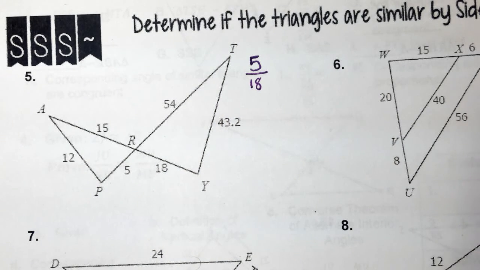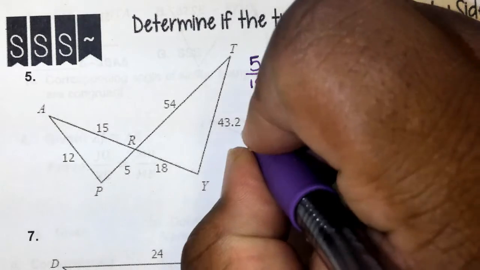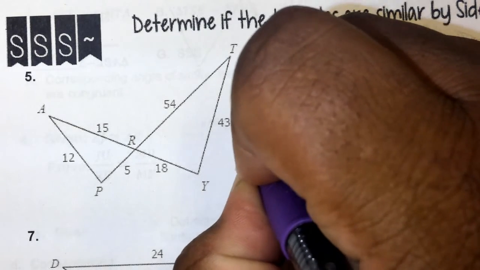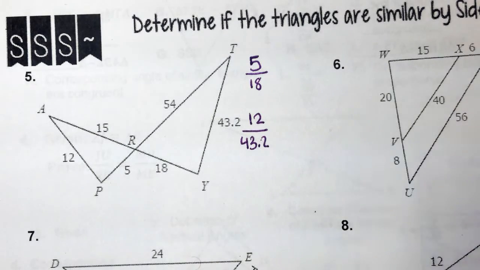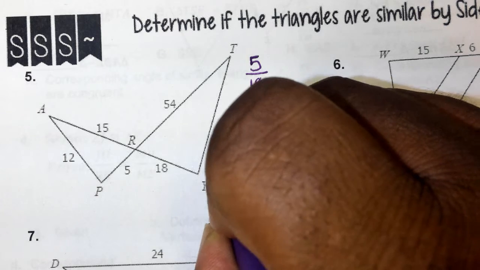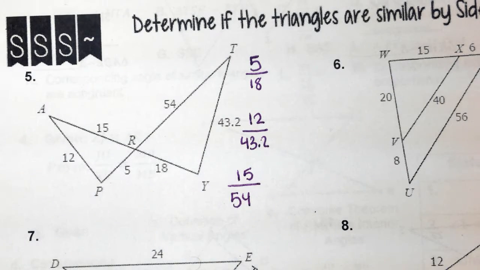And then the next one, I'm doing 12 over 43.2. And then the next ratio I'm writing is 15 over 54. If you don't have a calculator, you don't need one. Or you could just use your phone, however you want to play it.